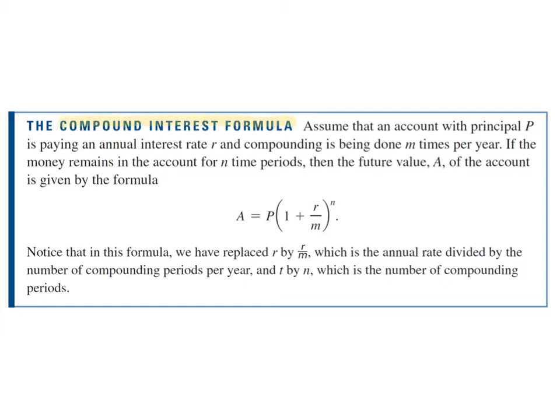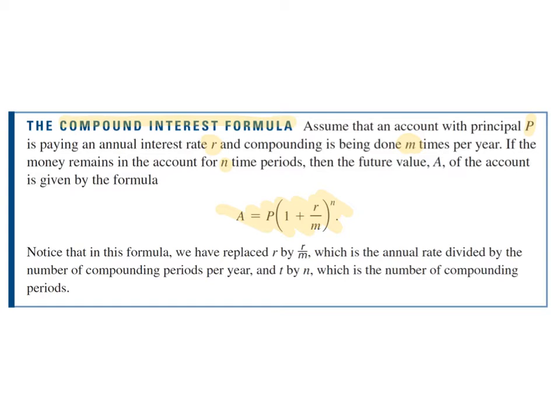So if we have an account with a principal P, paying an interest rate R, and compounding M times per year. That M could be once per year if it's annually, 4 times per year if it's quarterly, or 12 times per year if it's monthly. So that's going to be something we have to look for in the problem. But if the money remains in the account for N time periods, then the future value A of the account is given by this formula right here. Okay, so that's our main, biggest formula of the section.